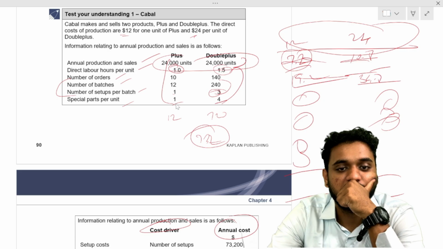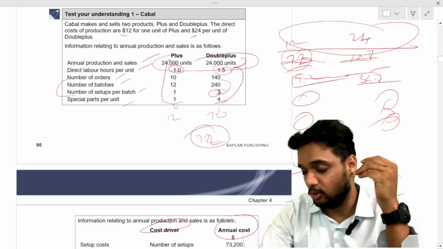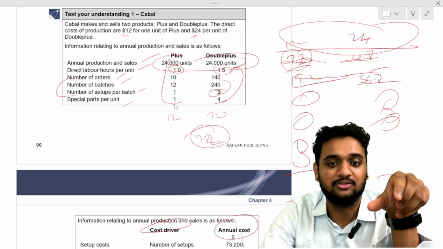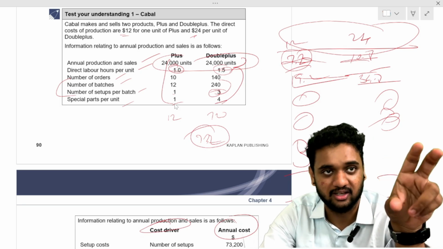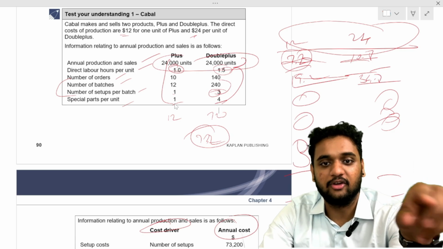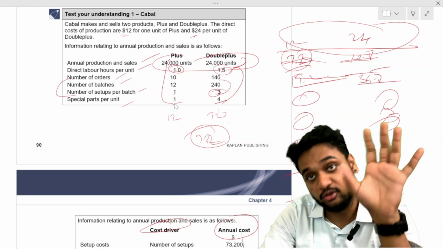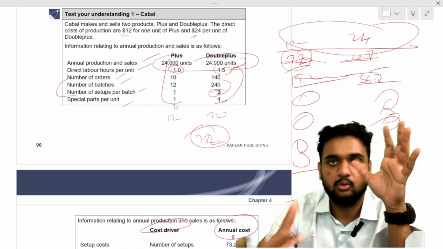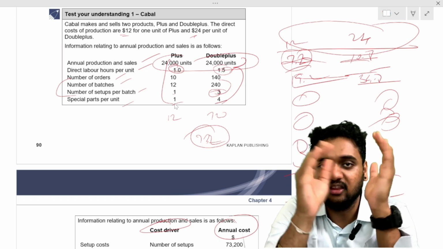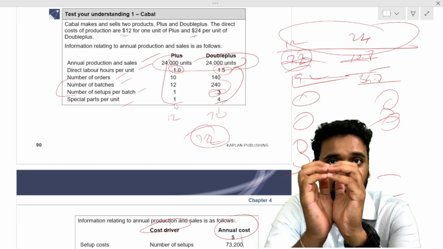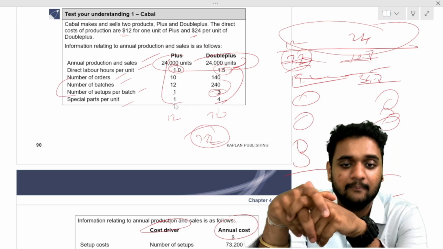What you will do, do the big way only, no problem. 0.5 into 24,000, you get the total special parts cost for plus, again divided by 24,000. You can still do that step; in the exam, a shortcut we don't need, we'll get confused. 0.5 per special part, meaning the total special part cost, 0.5 into 24,000 units, divided by the number of units, 24,000, again you will get 0.5.